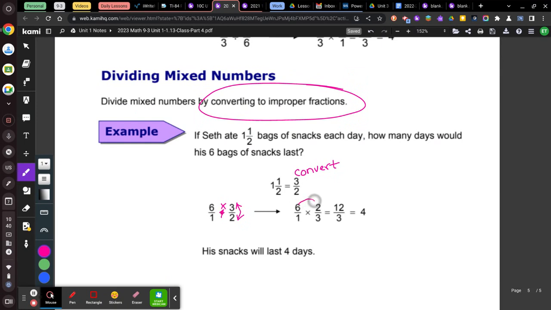I'm going to multiply top to top, bottom to bottom. That's going to give me 12 over 3. Your final step is always to divide to see if you're going to get an even answer. Do you get an answer that is a whole number, or do you get a decimal? That's your last step, is to divide to get your final answer. This concludes our lesson on multiplying and dividing fractions.